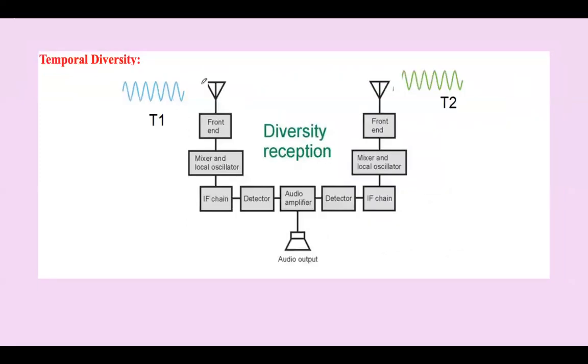In case of temporal diversity, here also we can see that there are two antenna elements. The first antenna element will come at time slot 1 and the second antenna element will come at time slot 2. So in this case, if suppose there is a deep fading at time slot 2 and the fading is minimal at time slot 1, then we can choose this particular signal and avoid this particular signal. Since we have multiple copies of the same signal, it becomes easy for us to select the best one.